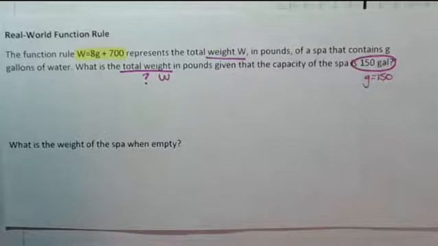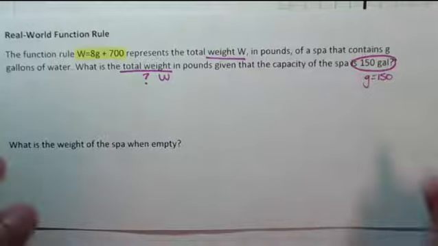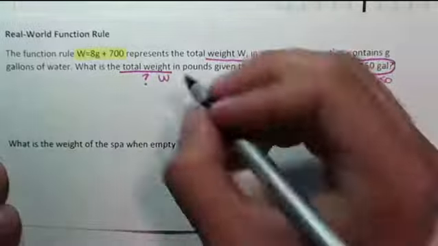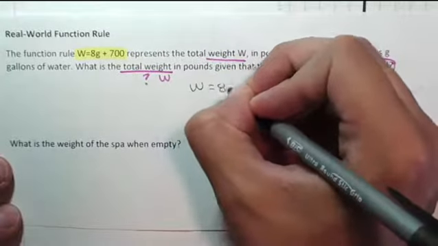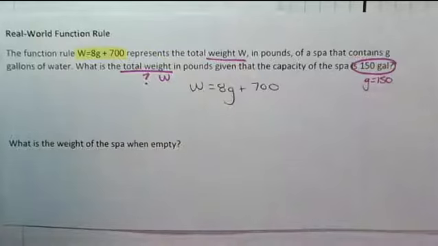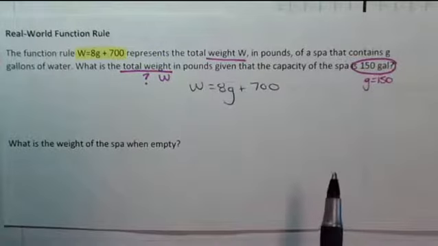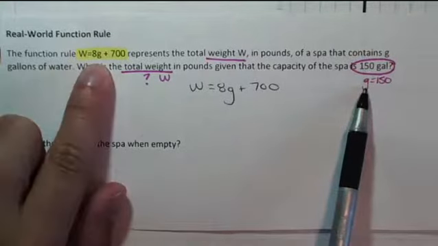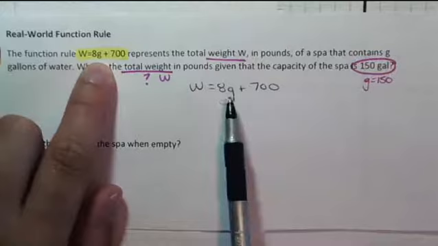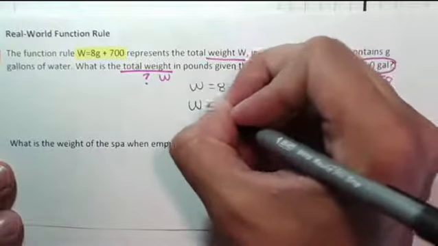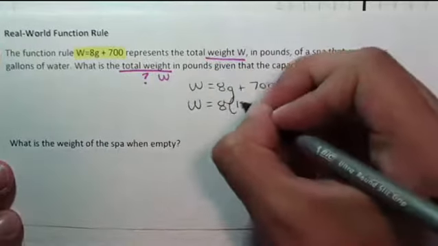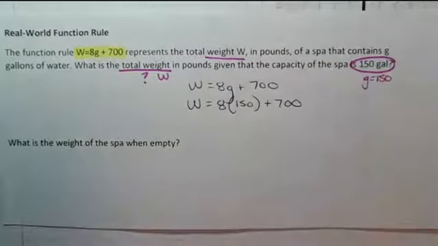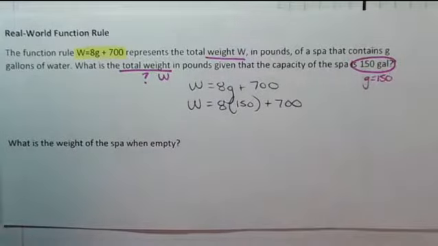Now, one way of doing this is just to plug in what we know. If I know that the gallons is 150, what would be that total weight? So here's my equation. W is equal to 8G plus 700. And I'm going to insert 150, which is my input, which is the G, in this case the X value. I'm going to plug it in for the G in my function rule. So W is equal to 8 times 150 plus 700. And now I just solve from here.